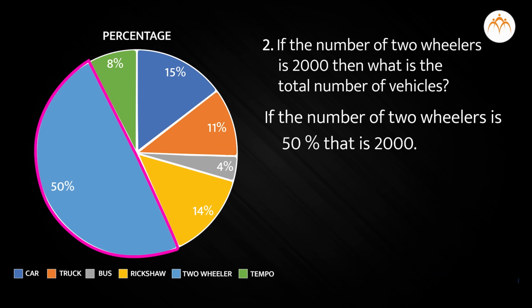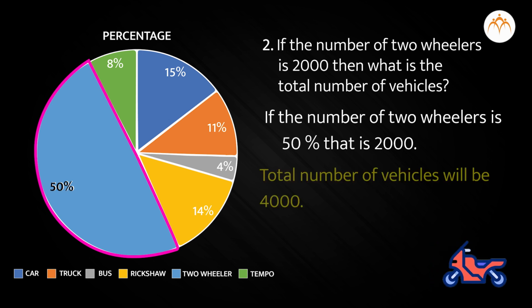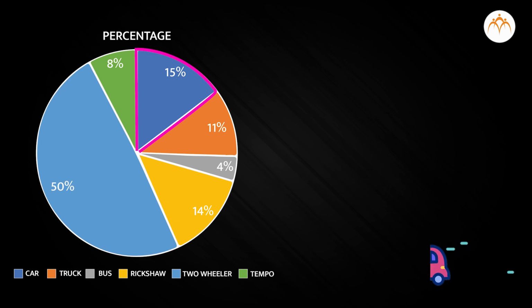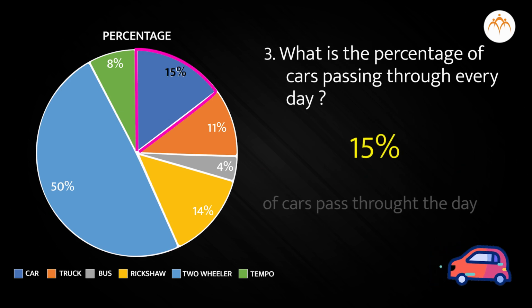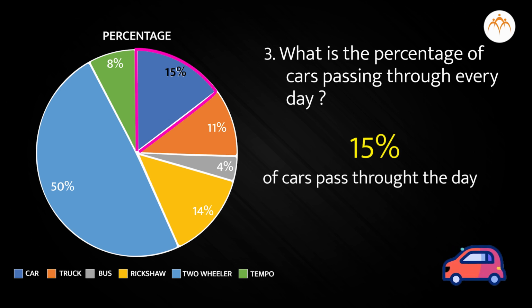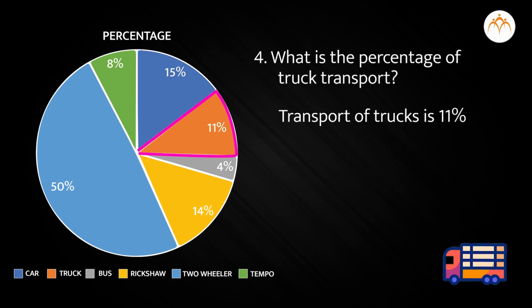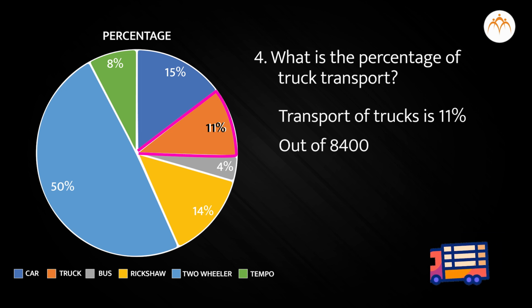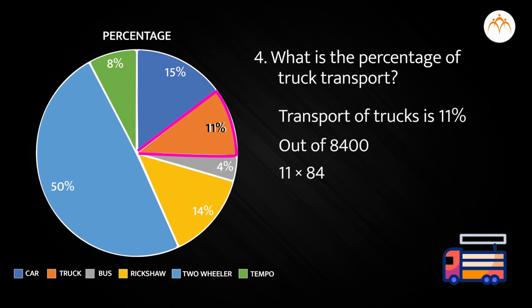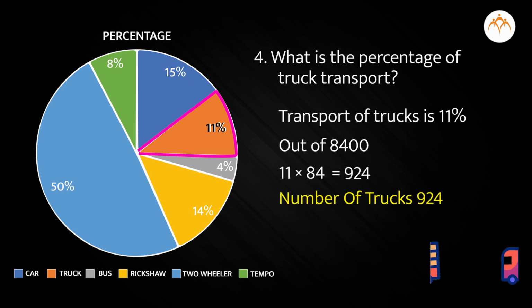Solution to the second question. If the number of two-wheelers is 50%, that is 2,000, then the total number of vehicles will be 4,000. Solution to the third question. 15% of cars pass throughout the day. Solution to the fourth question. The transport of trucks is 11%. That means out of 8,400, 11 into 84 equal to 924 is the number of trucks.